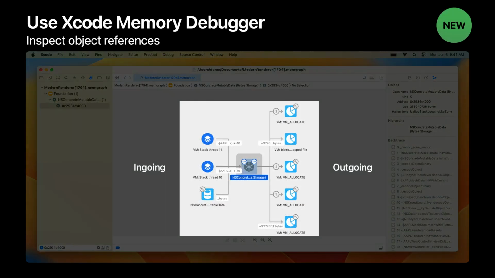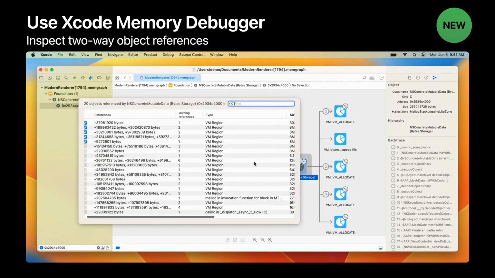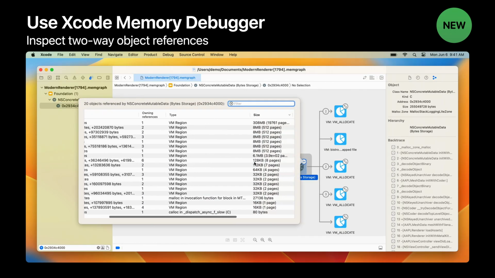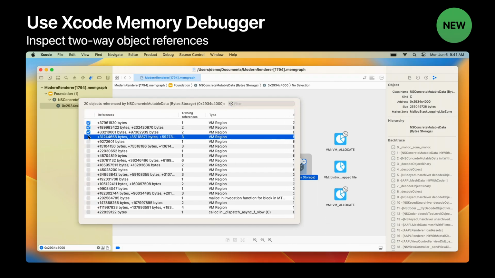With Xcode 14, we redesigned the memory graph view to show both ingoing and outgoing edges of the selected object. There is also a new neighbor selection popover to choose the edges you want Xcode to draw. This is going to greatly improve productivity when trying to understand object references in complex game states.